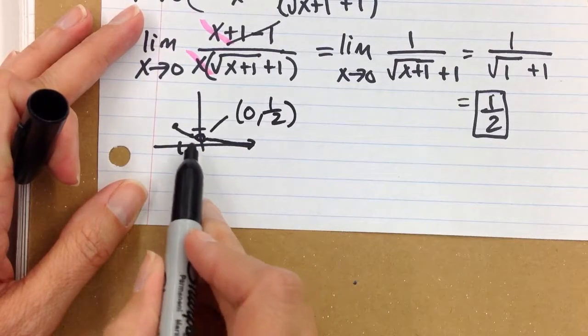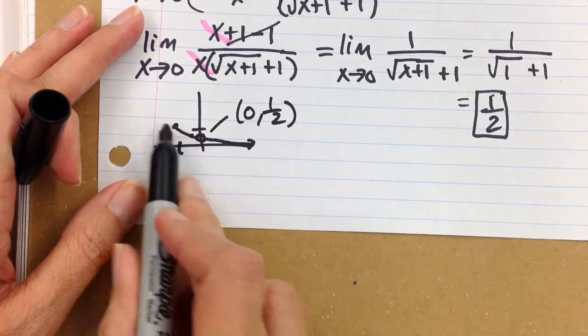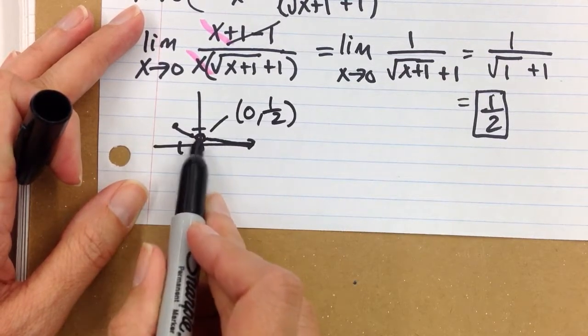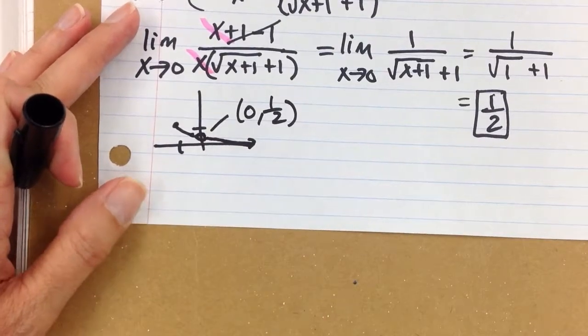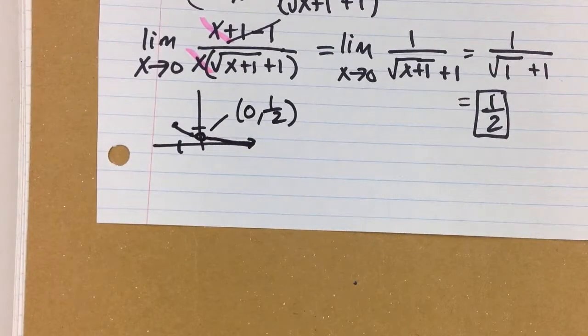Okay. But there's still a limit. Even though there's a hole in the graph, the limit is 1/2 because the graph is approaching 1/2 there. That's how the limit works.